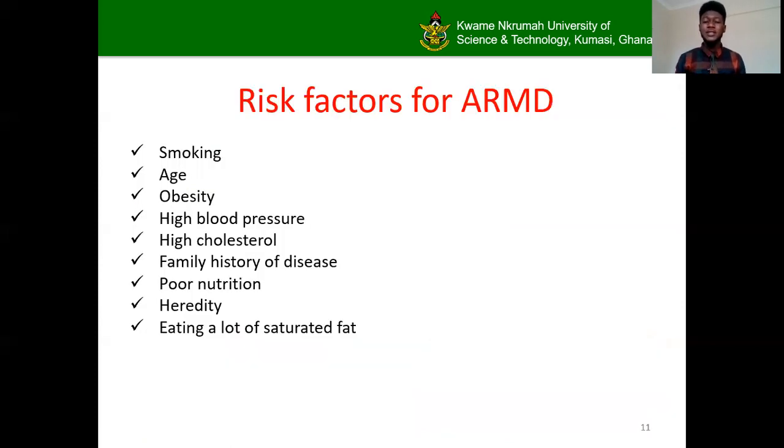Now, let's look at some risk factors for ARMD: smoking, age, obesity, high blood pressure, high cholesterol, family history of disease, poor nutrition, heredity. Eating a lot of saturated fats contributes to age-related macular degeneration. In fact, taking in saturated fats will contribute to the bruising, and you will get to know as we proceed.